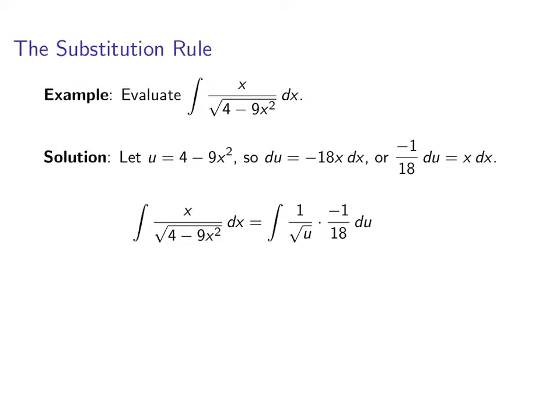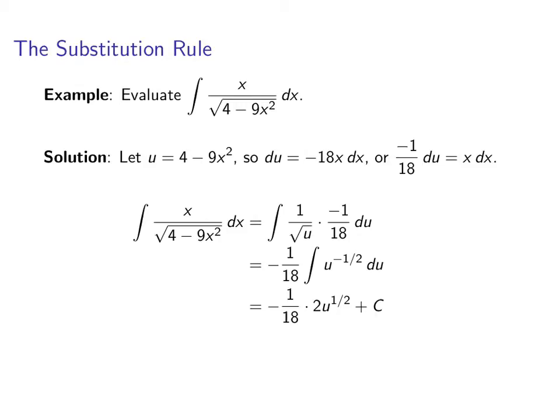All right, well, this is actually a pretty easy integral to deal with. We'll pull the minus 1/18 out in front of the integral, and instead of having 1 over square root of u, we'll rewrite it as u to the minus 1/2. And we can use the power rule to anti-differentiate this. So to find an antiderivative of u to the minus 1/2, we add a power, divide by the new power, and so we'll get minus 1/18 times 2u to the 1/2 plus c.